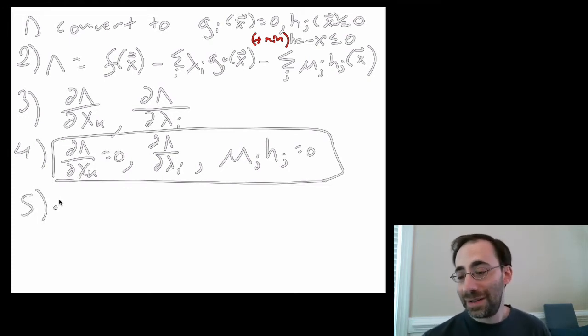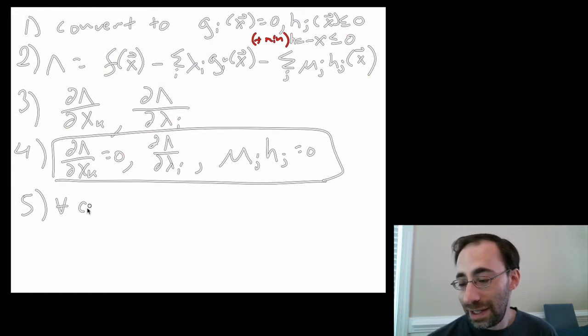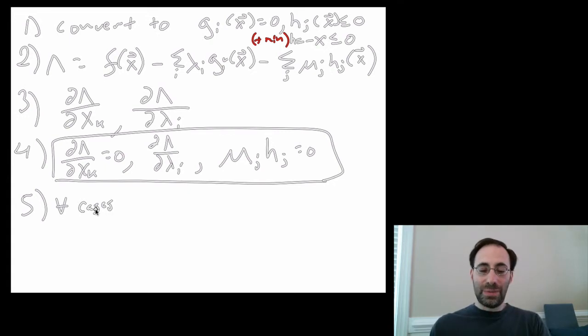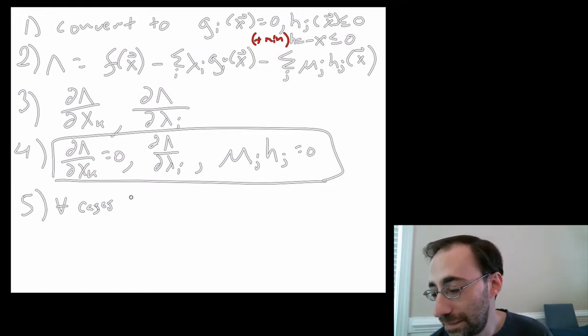here's the part where we give cases. For all cases, we call it a case, and there's more detail in the book because I have more room in the book than we have on the screen. But we call the cases where, for every inequality constraint, either mu is 0 or h is 0. If h is 0, then mu is greater than or equal to 0. If mu is 0, then h is less than 0. So for all cases, do the following.